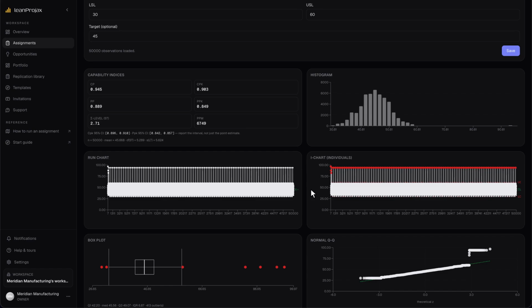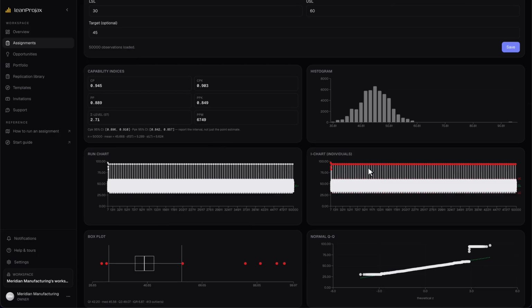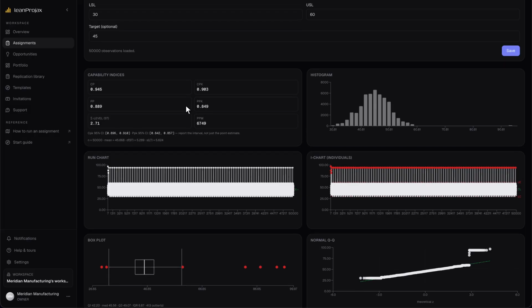I'll use the LeanProjax platform on the capability run from last lesson. 4 tiles, CP 0.945 and CPK 0.903 from sigma within, PP 0.889 and PPK 0.849 from sigma overall. The caption underneath shows the 2 sigmas themselves, 5.29 within, 5.62 overall, a modest gap, so this process drifts a little. And the eye chart below is already flagging special causes in red, exactly the points inflating the long-term sigma. One screen, the whole story.